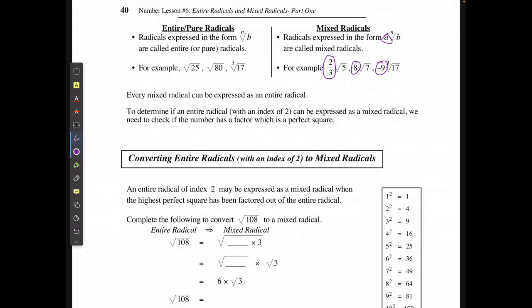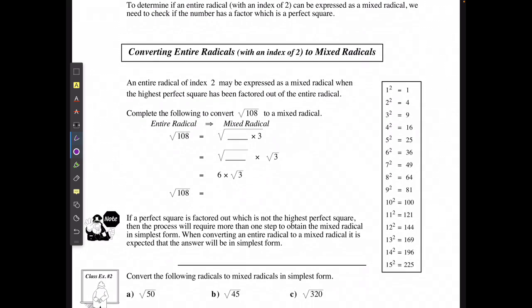To determine if an entire radical with an index of 2 can be expressed as a mixed radical, we need to check if the number has a factor that is a perfect square. So, if I'm taking the square root of 108, there's 2 ways I can do this. I can either use my factoring tree, where I take 108, and I can split that into 2 and 54, 2 and 27, 3 and 9, and 3 and 3.